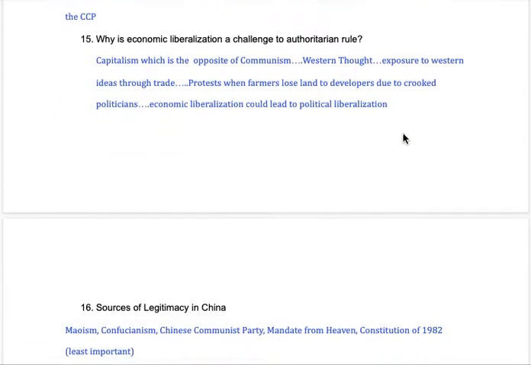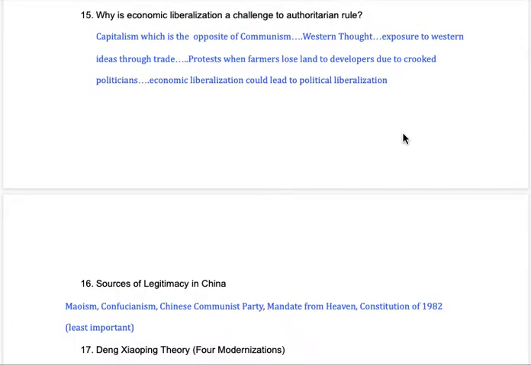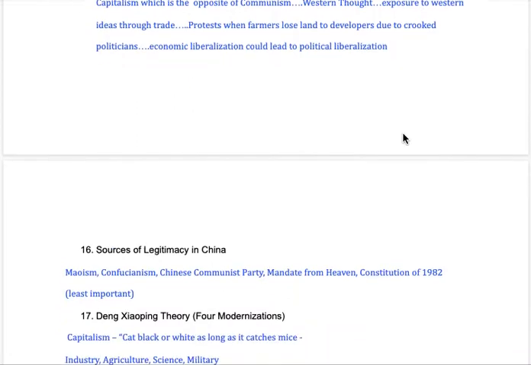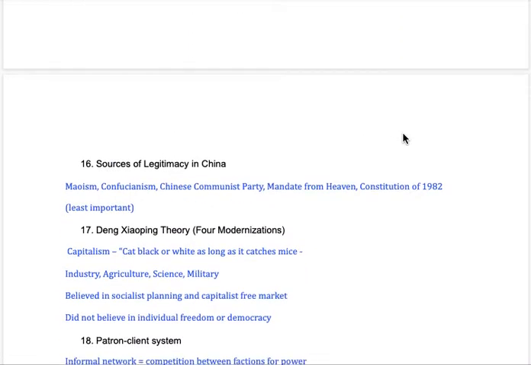Why is economic liberalization a challenge? You open things up to capitalism, which is the opposite of communism. Communist thought is more of a Western idea, and opening up exposes them to Western trade, concepts, leaders, ideas, and businesses. Maybe workers want more rights. Economic liberalization could lead to political liberalization, so more rights for the people and more political ideas rather than just the Communist Party.